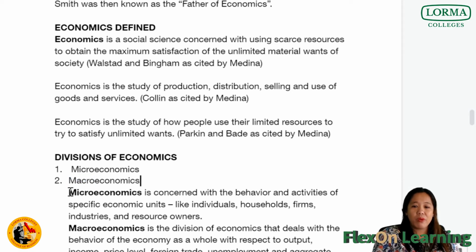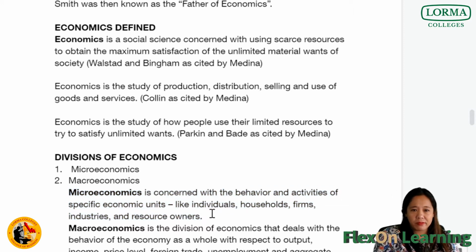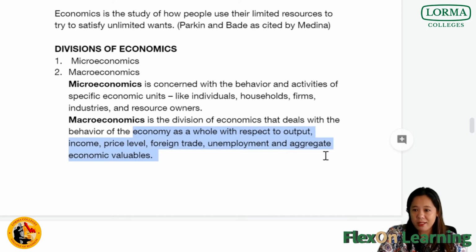Okay, so since we are in microeconomics, then we are concerned with the behavior and activities of specific economic units like you as an individual, your family, firms or organizations, industries, and resource owners like businessmen, entrepreneurs, and the like. Okay, so I already mentioned what macroeconomics is all about. So it deals with the economy as a whole. So we're talking about the nation with respect to income, price, foreign trade, that's international, unemployment, and others.